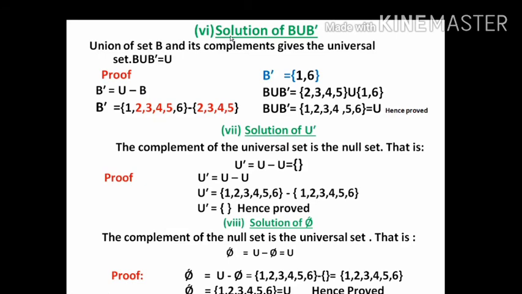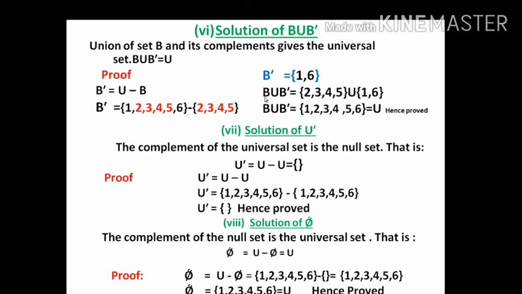Now its sixth part, that is B union B complement. This is the property of the complement, that is B union B complement is equal to U. This property we can solve in two steps. In the first step we will find B complement. So this is the solution of B complement that I have already explained in the previous slide. So the result of B complement is equal to 1 and 6. So class, this is the first step. Now we will find its second step.